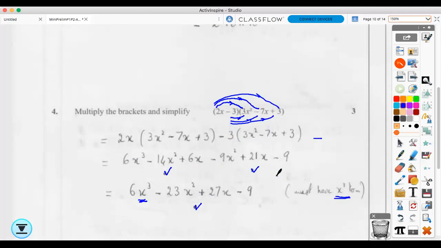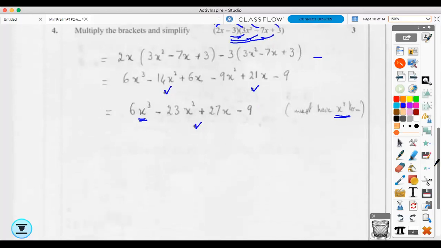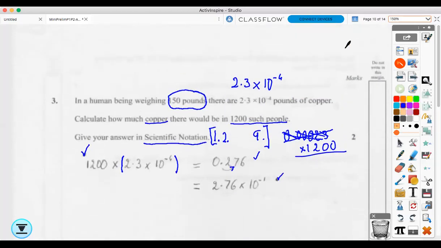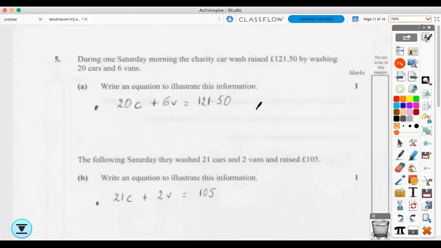Okay. But these are usually marks that everyone should be getting. Next one. Yeah, most of you guys got that, especially the first two, right?